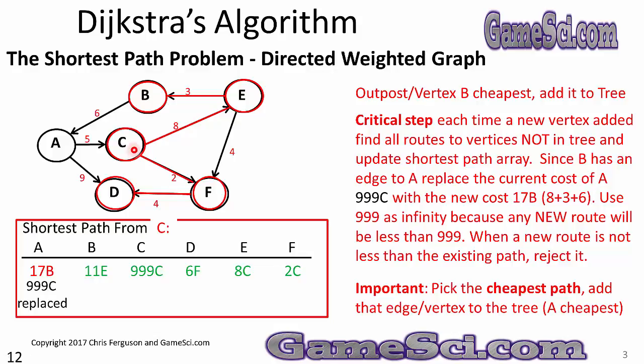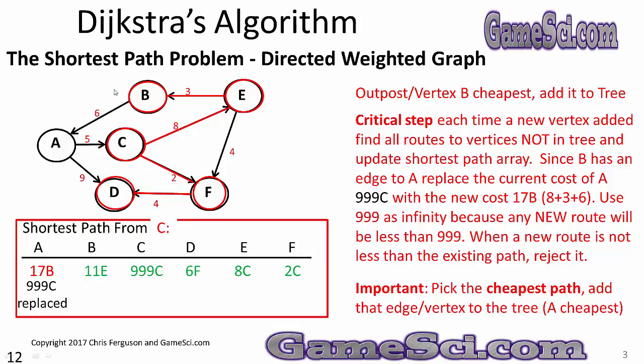It cost us 8 plus 3 plus 6, or 17, to get to A. Use 999 as infinity because any new route will be less than 999. When a new route is not less than the existing path, reject it. Important: pick the cheapest path. Add that edge or vertex to the tree.